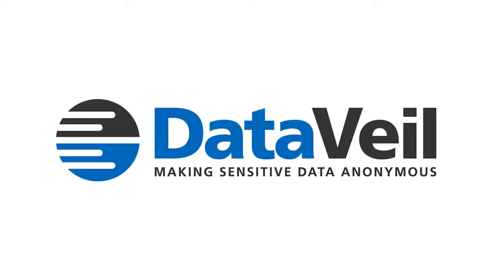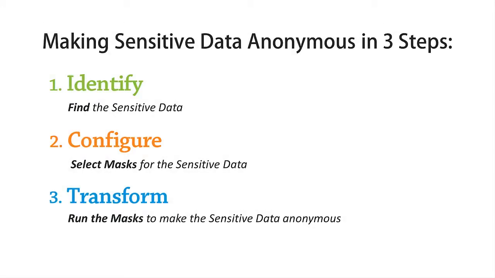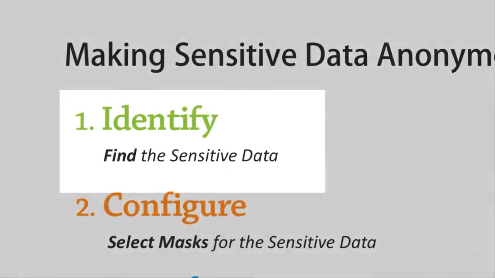Welcome. In this short video, I will go through a complete data masking scenario using DataVeil. You can think of the data masking process in three basic steps. First, we need to know where the sensitive data is. Second, we configure masks for the sensitive data. And finally, we execute the masking process to transform the sensitive data into anonymous data. So let's start with identifying the sensitive data.